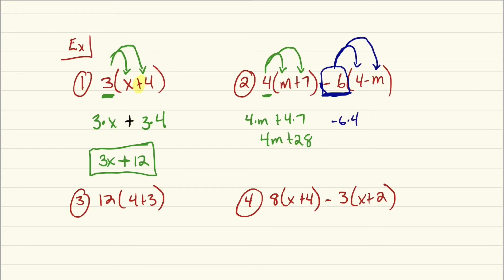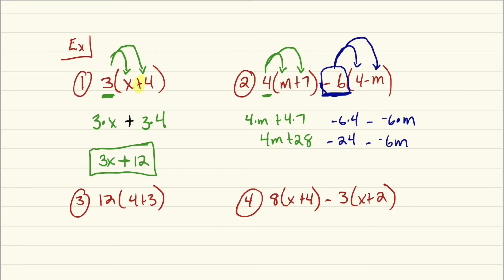And then we're going to have over here minus negative 6 times m. All right, we're going to do just what we've done before. So negative 6 times 4 is negative 24. And then minus negative 6 times m is negative 6m. All right. We can simplify still.